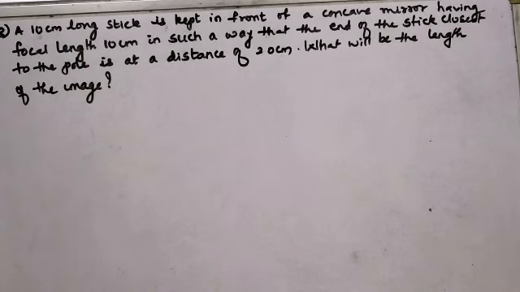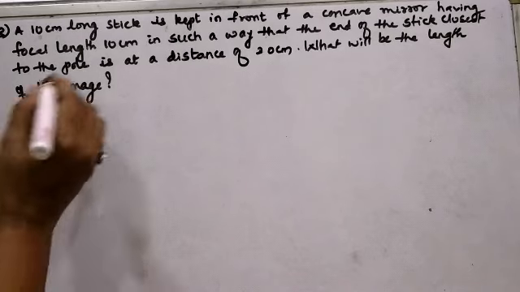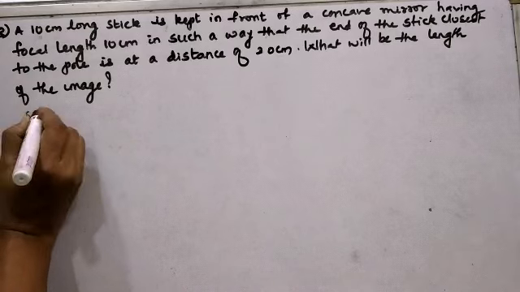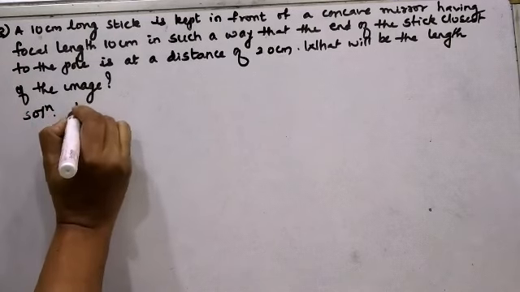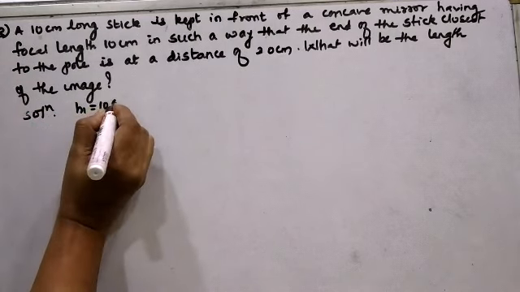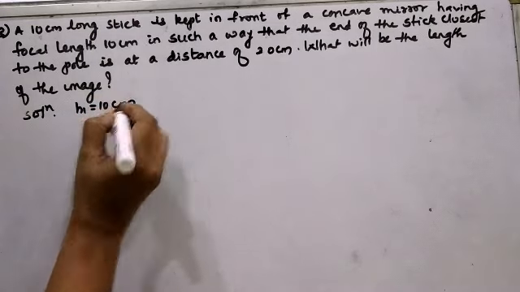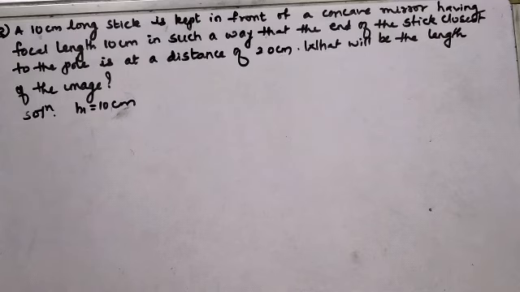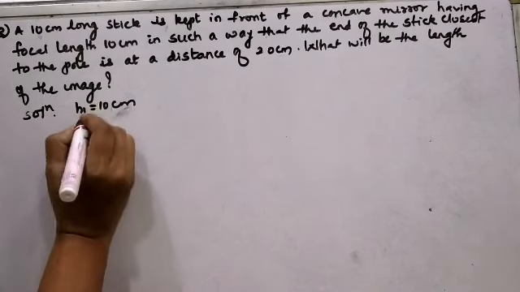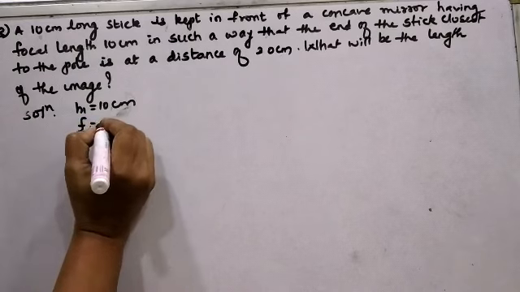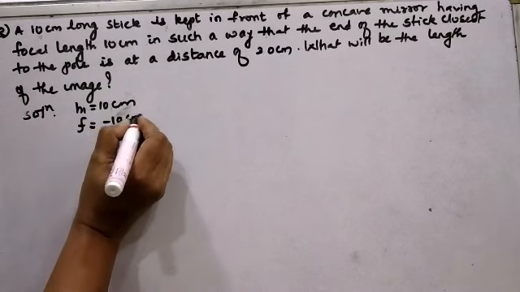Eighth question is a 10 centimeter long stick. So stick is the object. H1 will be is equal to 10 centimeters. The stick is kept in front of a concave mirror which has a focal length of 10 centimeters. So focal length of concave mirror is negative. So it will be minus 10 centimeters.